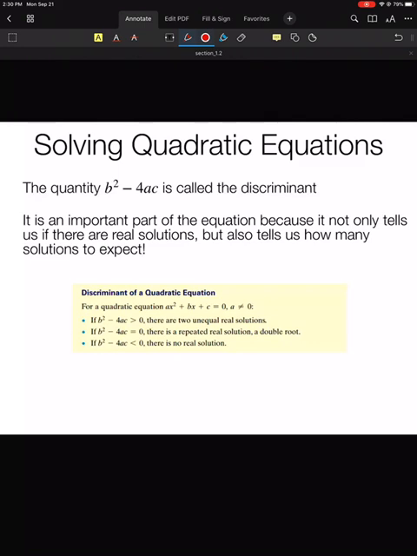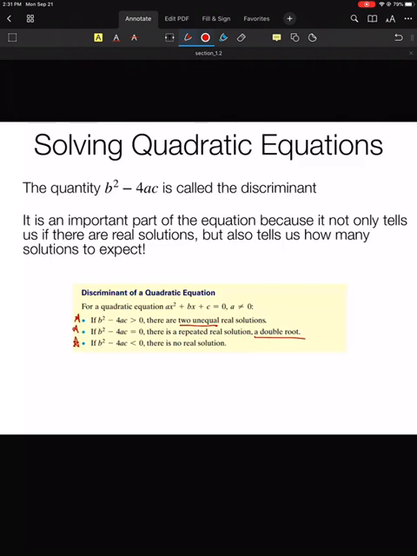As before, if it's less than 0, the third case, then there aren't any real solutions. If b squared minus 4ac is equal to 0, then there's going to be one solution. That may happen multiple times. So if it's equal to 0, then there's going to be a repeated real solution, which is called a double root. There's going to be one solution that's repeated twice. And then if it's greater than 0, then there are going to be two unequal solutions. So there'll be two different ones.